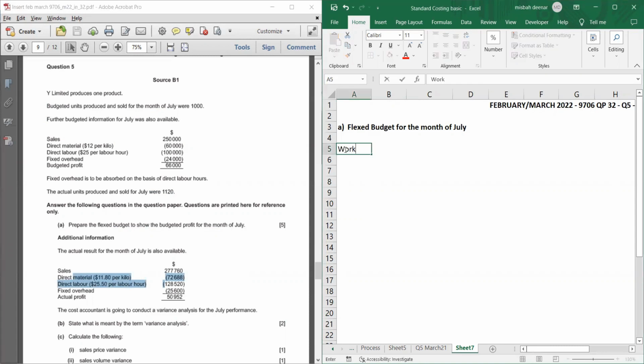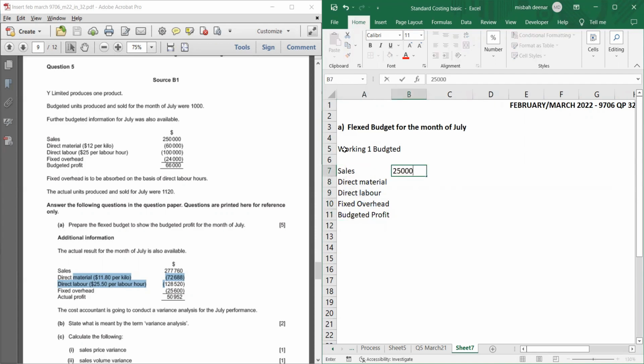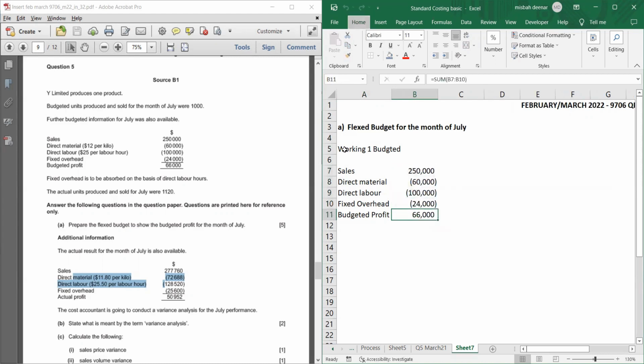So let's make a working first. Working one, budgeted: sales, direct material, direct labor, fixed overhead, and budgeted profit. Sales are 250,000, direct material is 60,000, direct labor is 100,000, and fixed overheads are 24,000. So together they make a profit of 66,000.